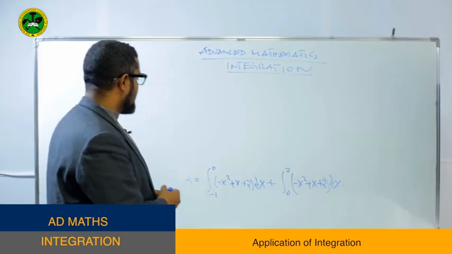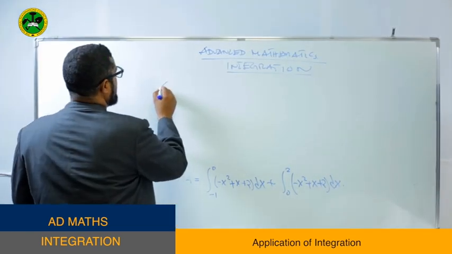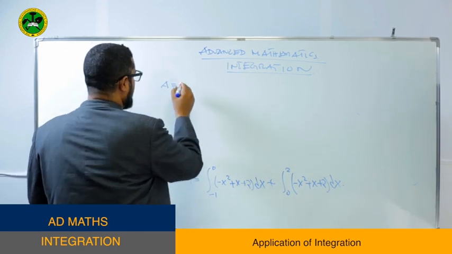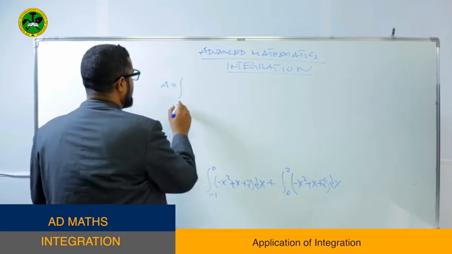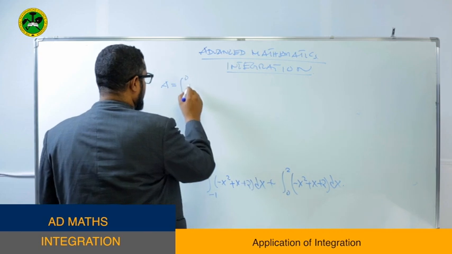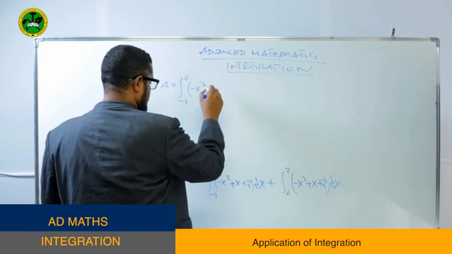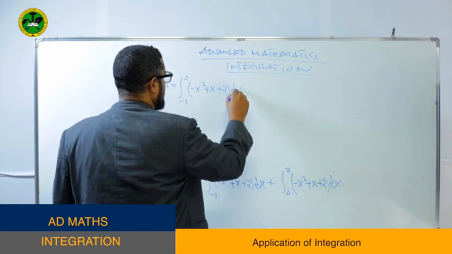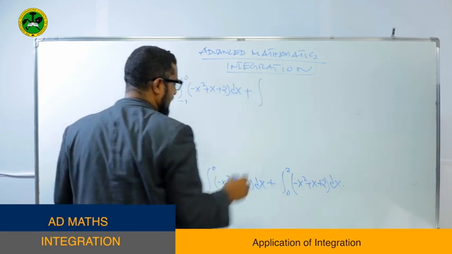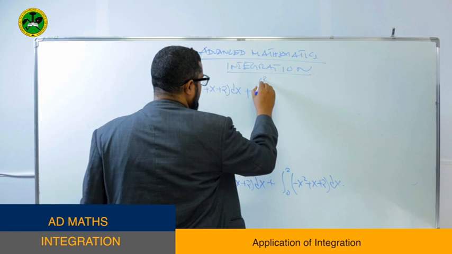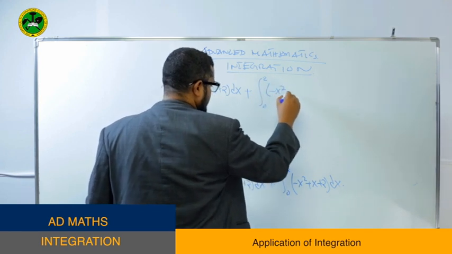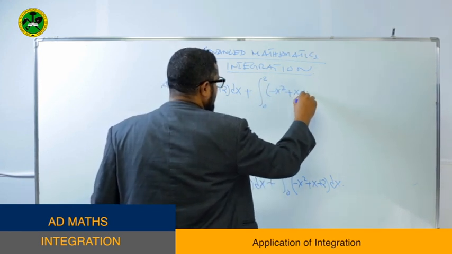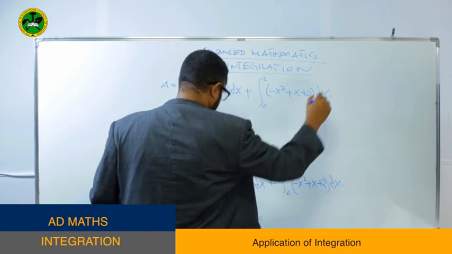Now let's integrate. If we integrate, we'll have the following. Copying first because we don't have enough space: -1 to 0 of negative x squared plus x plus 2 dx. Then we'll be adding from 0 to 2 of negative x squared plus x plus 2 dx.